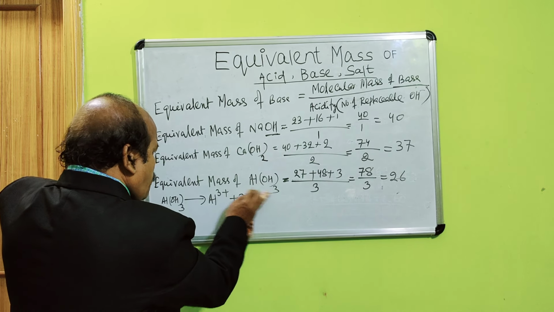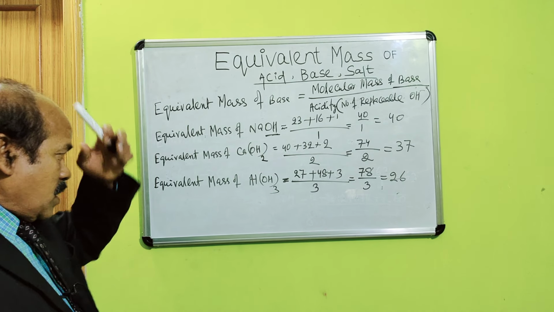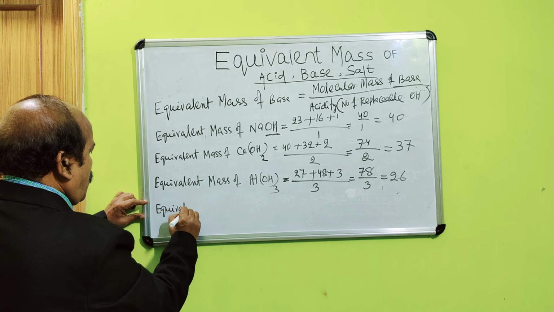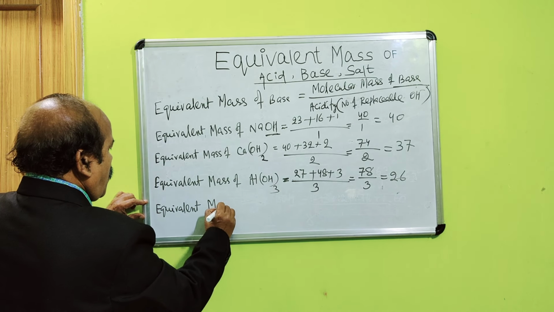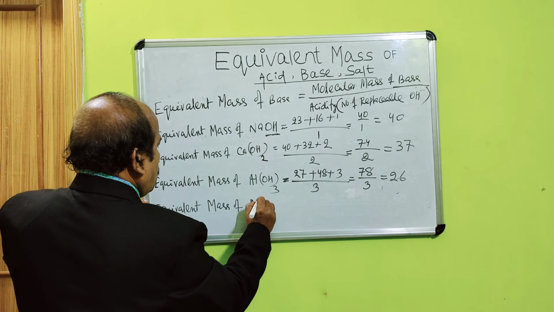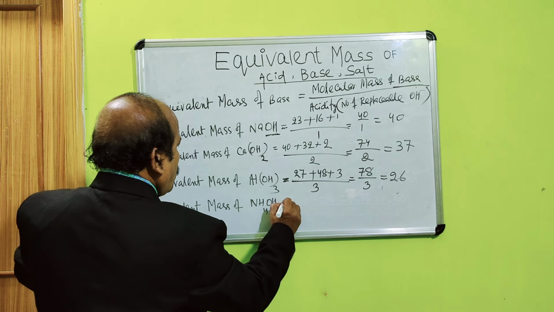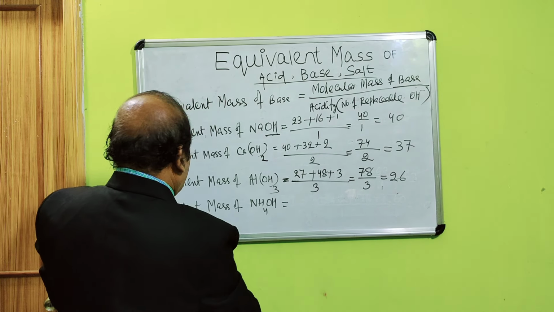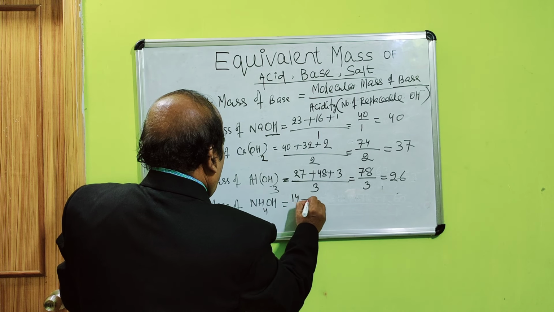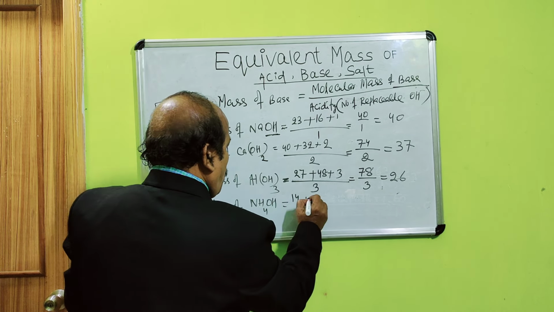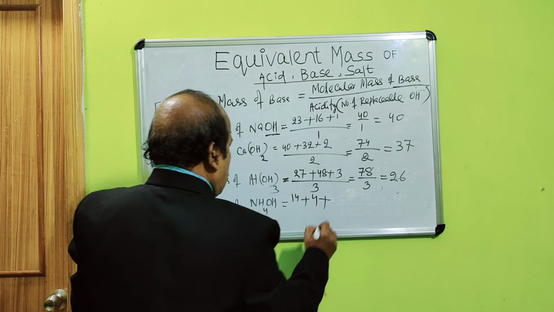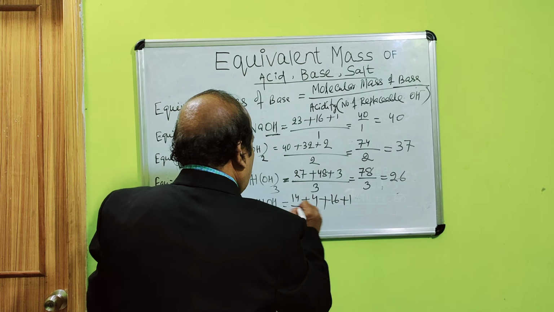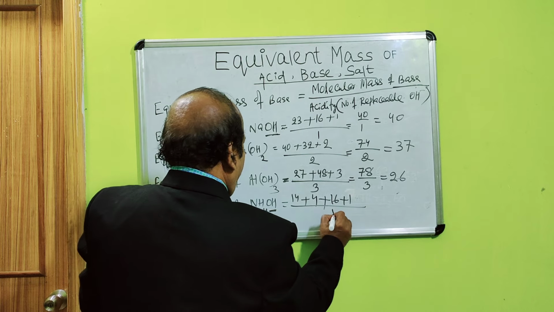Similarly, the last example I want to tell you here, the equivalent mass of ammonium hydroxide, NH4OH. Its nitrogen is atomic number 7, mass number 14, plus hydrogen atomic number 1, mass number 1, so 4 hydrogen atoms is 4. Oxygen atomic number 8, mass number 16, so I have written here 16. Again for hydrogen 1, divided by OH is 1.